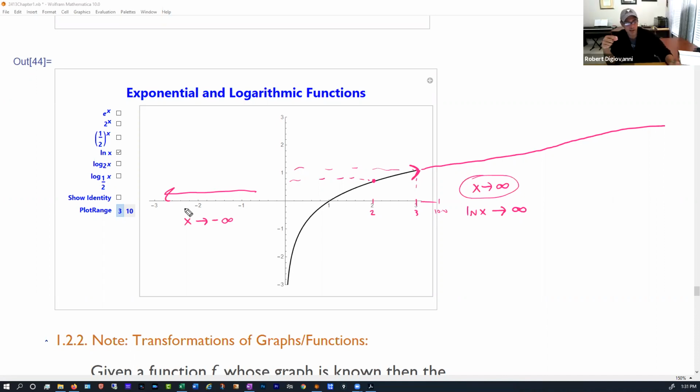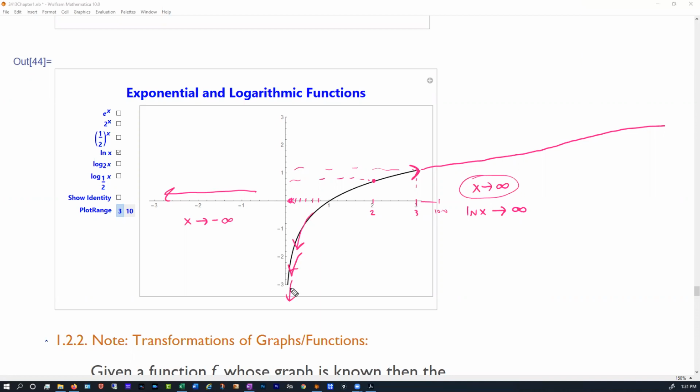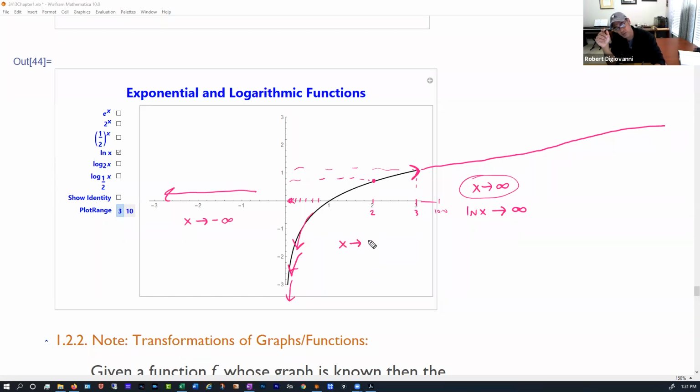What I do think Natalie noticed is that if I start moving my x values closer to 0, right? Imagine I'm getting closer to 0. Where is this function headed? Down. Down to negative infinity, right? So the way I'd write this is this. As x starts going to 0, natural log of x heads towards negative infinity. That's the way I'd write that.